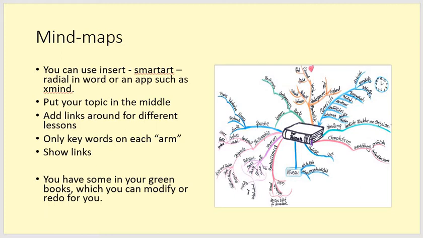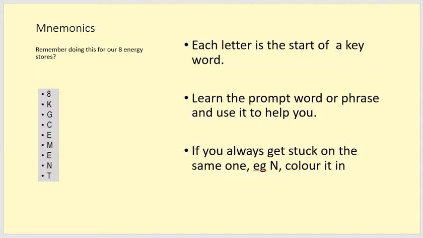If you've got a link, the same word appearing in different places, put something to show that it comes up twice, show that the things are related. That will help you to learn. It will help you understand how things fit together, like a jigsaw. You can have some in your green books, which you can modify or you can redo. That's a good way to start, one you've already done before.